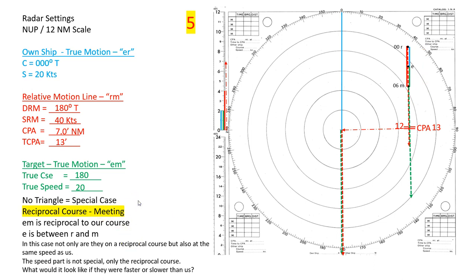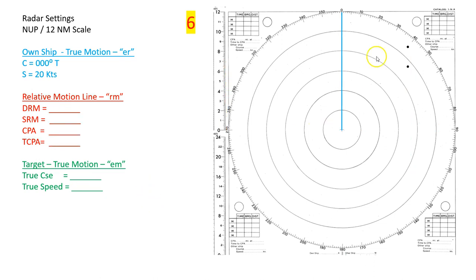What's the next slide? Okay, let's see here. We won't bother with that question. So here is R, there's M, and again, relative motion line right there.